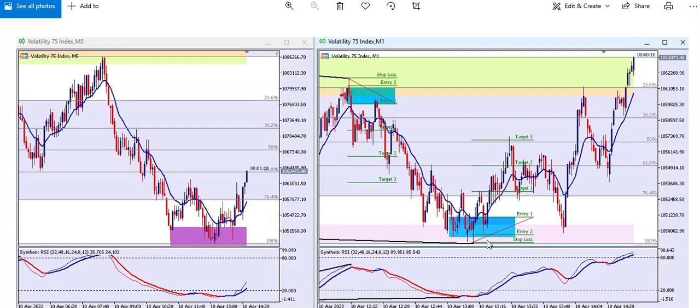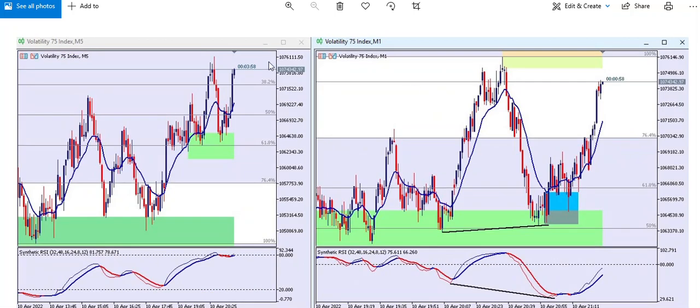Now this trade is giving 1 to 1 here, 1 to 2 here, and 1 to 3 here. Some people may be satisfied with this, others may decide to hold until it gets to this high. It depends on your choice.